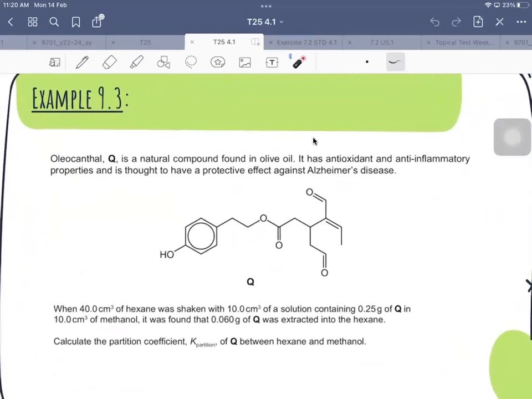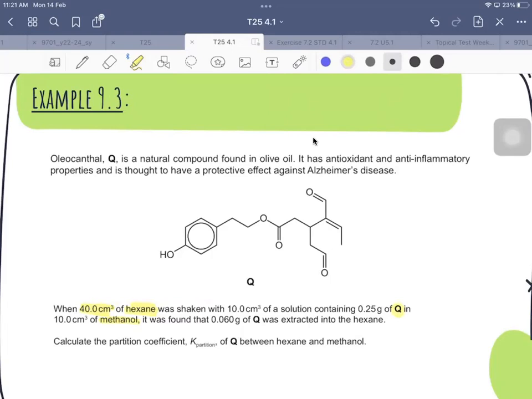So we first read the question together. Oleocanthal, Q, is a natural compound. It has antioxidant and anti-inflammatory properties. Okay, so that's the structure of Q, right? When 40 centimeter cube of hexane was shaken with 10 centimeter cube of a solution containing 0.25 grams of Q in 10 centimeter cube of methanol.